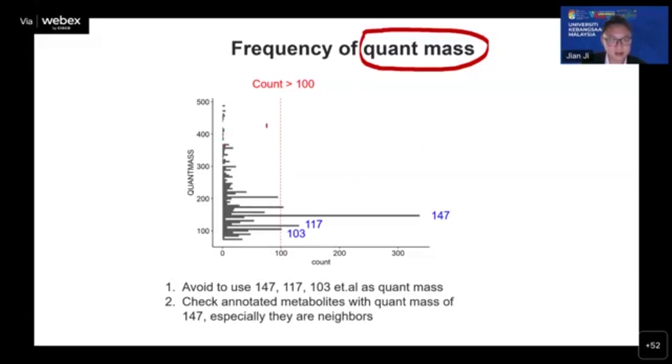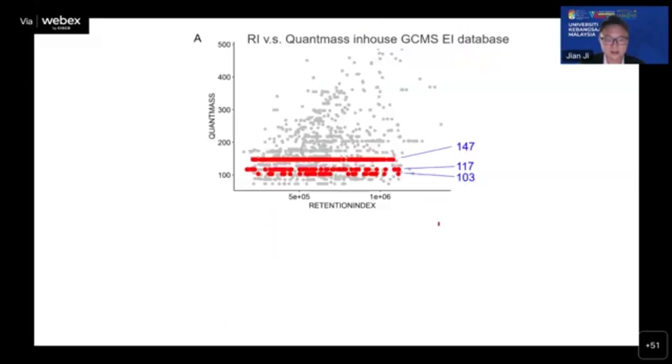Let's see that in the library. You will see many metabolites use 147, 117, 103 as the quant mass. Like this one, 147. There are over 300 metabolites that use this one to quantify the metabolites. And the software is not that smart. It always makes mistakes. Let's see.